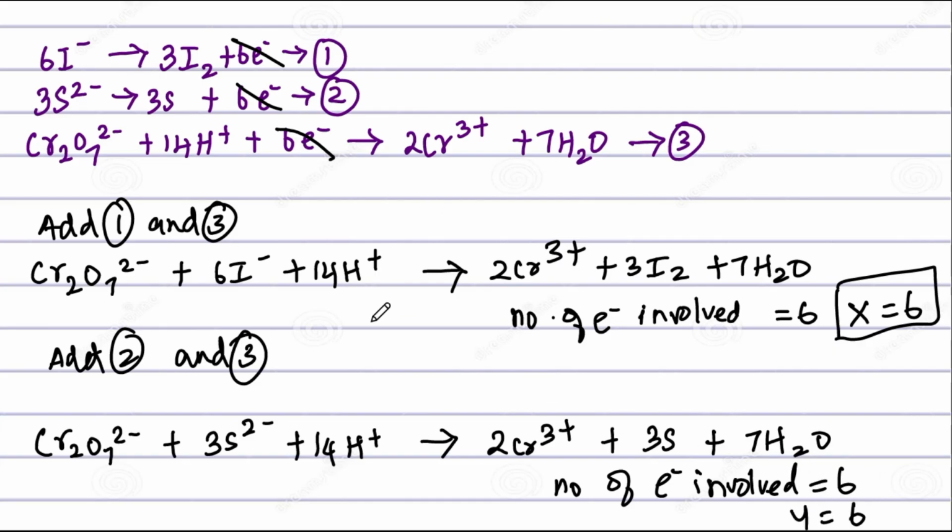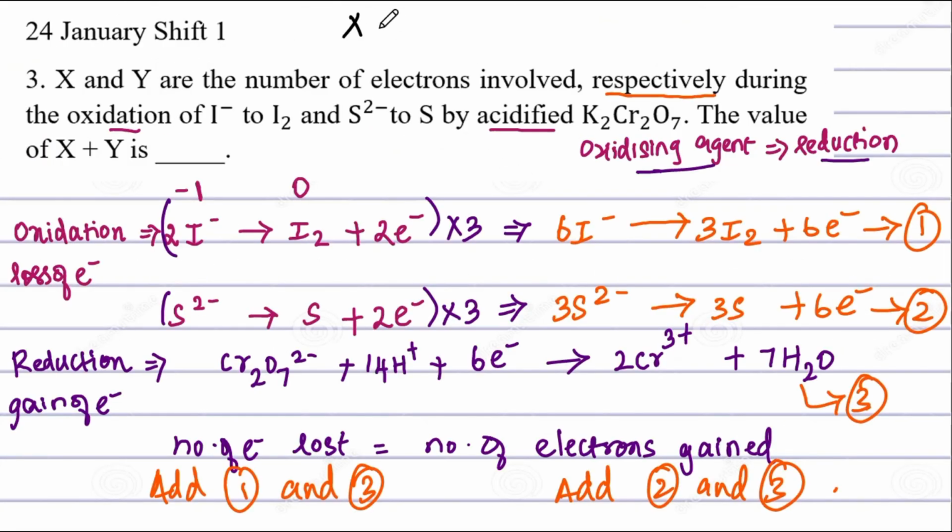No need to add the equations. Just by equating the number of electrons itself, we can clearly see the number of electrons involved is 6 in all the 3 equations. So from this itself, we can conclude the value of X and Y is equal to 6. Here they are asking X plus Y. So X plus Y is equal to 6 plus 6, that is equal to 12. So the answer is 12. I hope you understood this question.